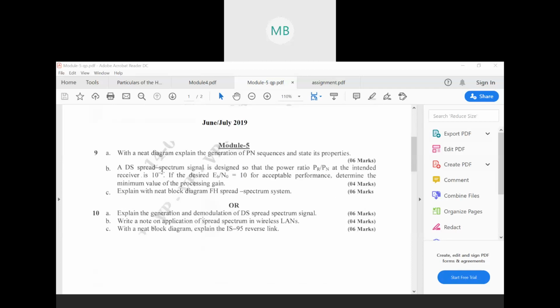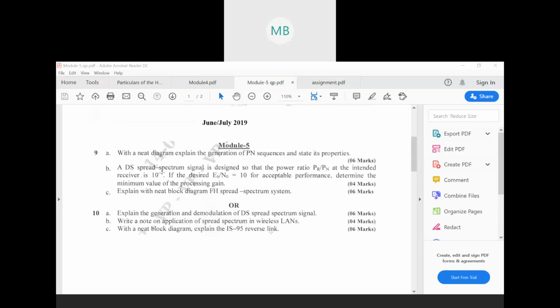Next, explain the generation and demodulation of direct sequence spread spectrum signal. Block diagram and explanation. Also, draw the required waveforms like data signal, then PN sequence, and product signal. These 3 signals waveform you draw. And then write a note on applications of spread spectrum in wireless LANs. Again, here you need to write the application of spread spectrum in IEEE 802.11 and 802.11b. Give the Barker sequence value and explain how it is used.